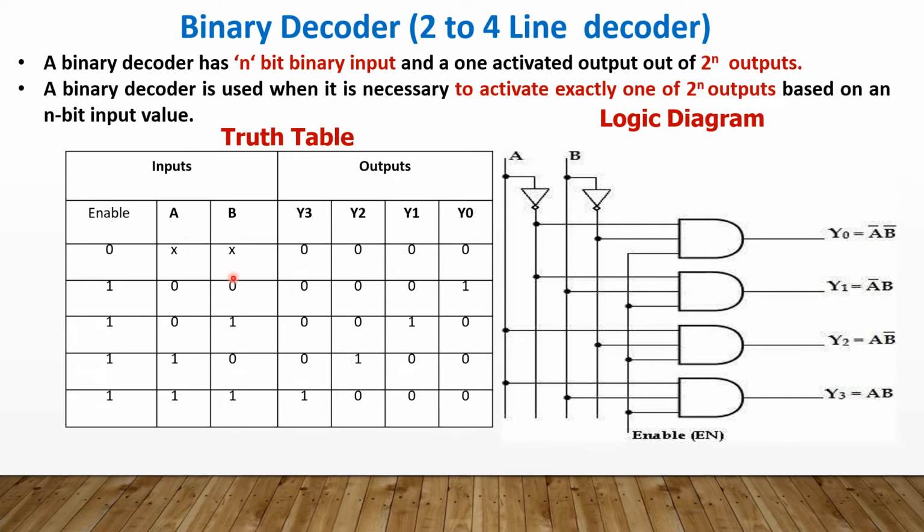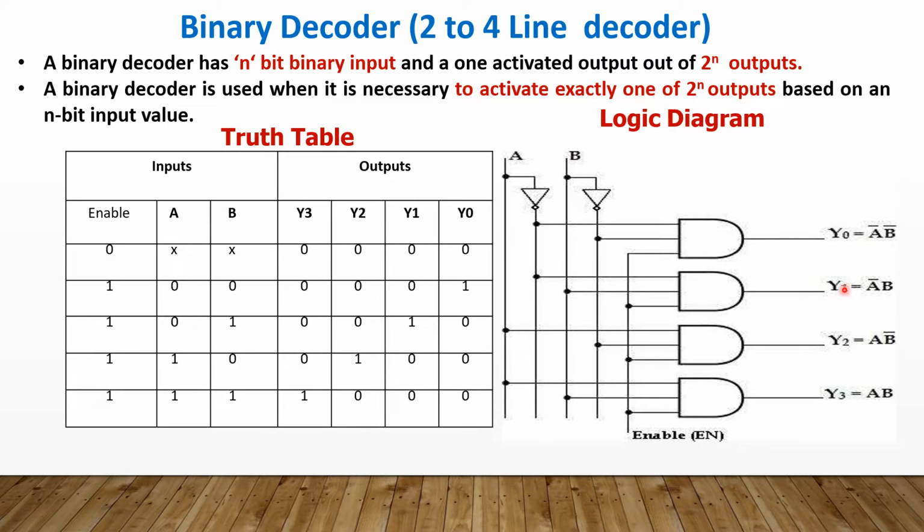So when both A and B are equal to 0, we get only Y0 equal to 1, and the remaining outputs are equal to 0. Here is the logic diagram: only the first AND gate will be enabled, so that Y0 is equal to A bar B bar. Second, if A is equal to 0 and B is equal to 1, then the second output Y1 will be activated and the remaining outputs will be 0. That is, the second AND gate will be activated, so that Y1 is equal to A bar B.